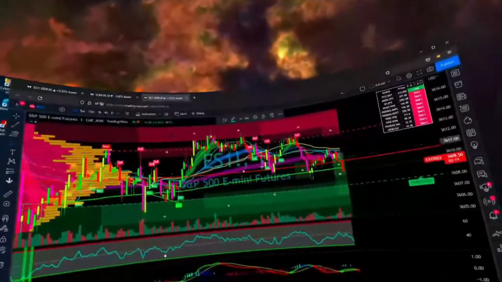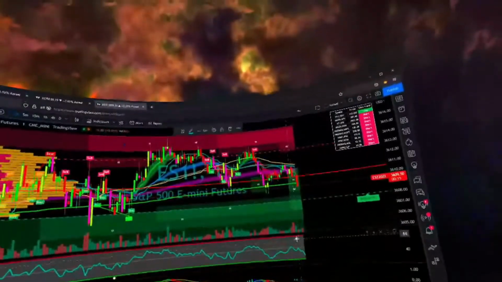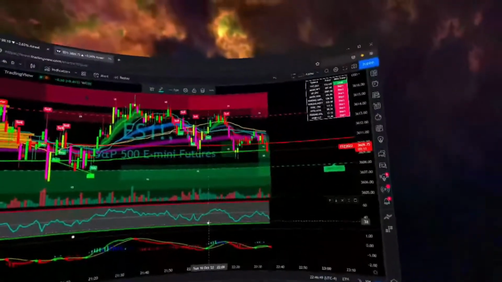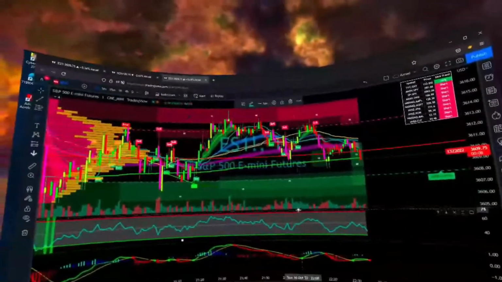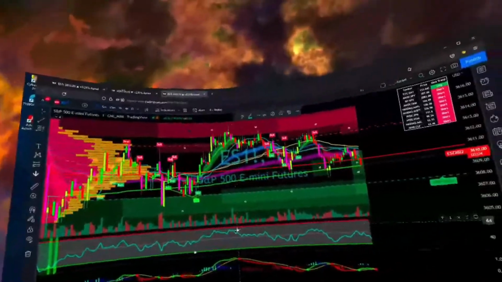So I will be actively giving you callouts based on what I'm seeing, and you guys will be able to see this live. I believe this will evolve our trading as a group, and it will help you guys understand and learn a lot more.